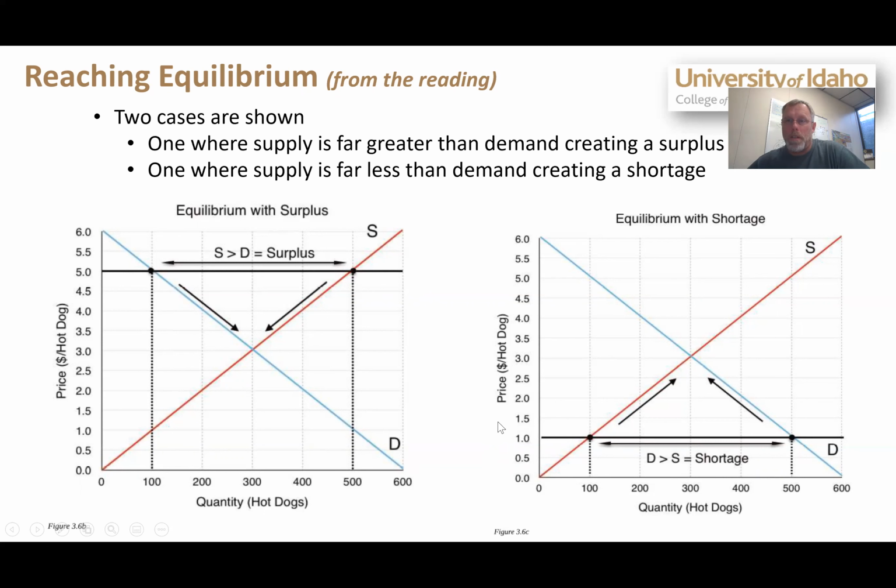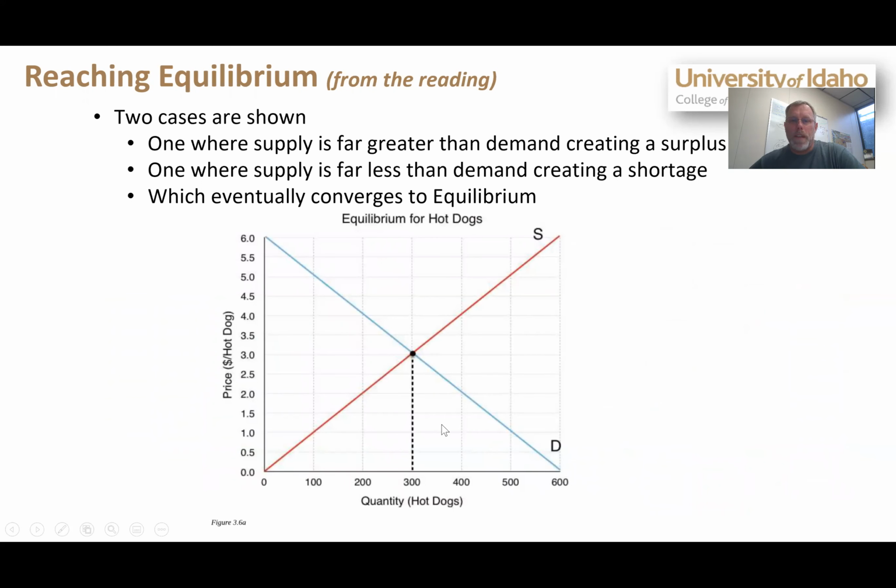And if you get down to $1 a hot dog, there's not many people willing to supply hot dogs at $1 a piece, but there's a lot of people demanding them. There's a shortage. And so you'd have this market that goes back and forth trying to get there until eventually you find that magic number of 300 hot dogs at $3. And so it converges to that.